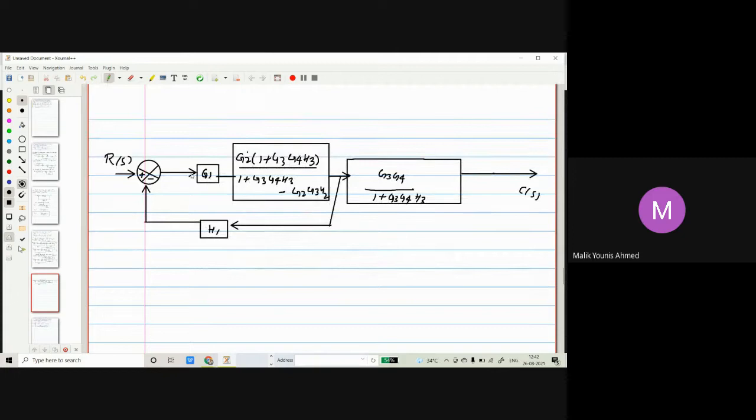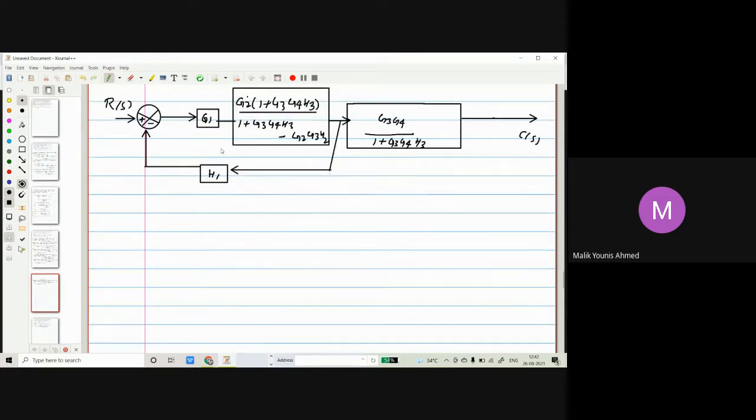So now again, these two are in cascade. This is a negative feedback loop. You solve this. I will not be solving it. I will write the overall transfer function now. You can solve. This is a negative feedback loop, two in cascade. You will multiply them and use the negative feedback formula. That will eliminate the summing point, and then two will again be in cascade, and finally you can multiply them. I'll be writing the overall transfer function here.